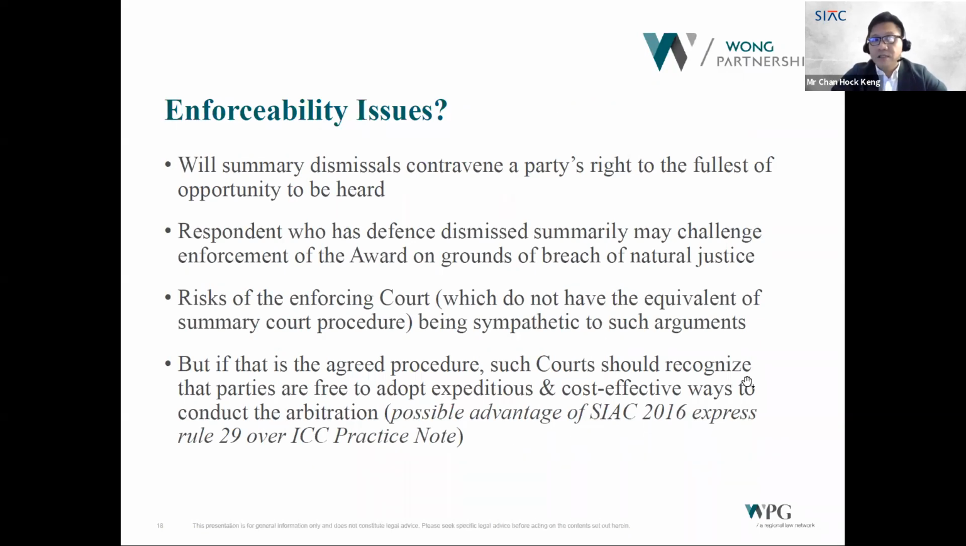Someone else will touch on this later, but there are concerns, as Sayun has mentioned, that someone with a civil law background may think that you might have problems enforcing it in a court that does not have the equivalent of the summary court procedure. The judges might be more sympathetic. I would suggest that if that's the agreed procedure, the court should recognize that parties are free to adopt these expeditious and cost-effective ways to conduct the arbitration. And here is where SIAC's approach of having the express rule would be more effective than having it in a practice note, because when parties contract, they do not look at practice notes. They might look at the rules, but they don't look at everything. And they're deemed to agree to that. I think next slide.